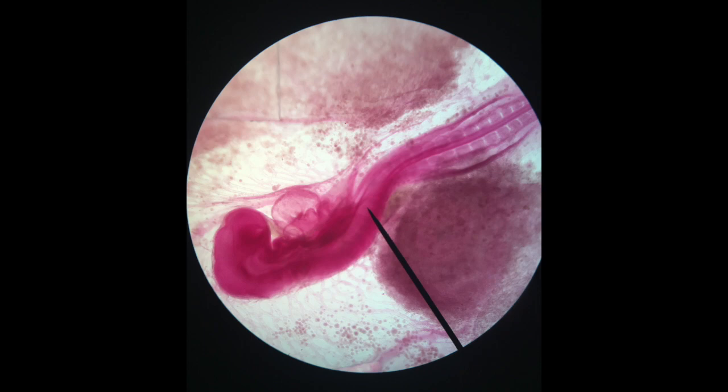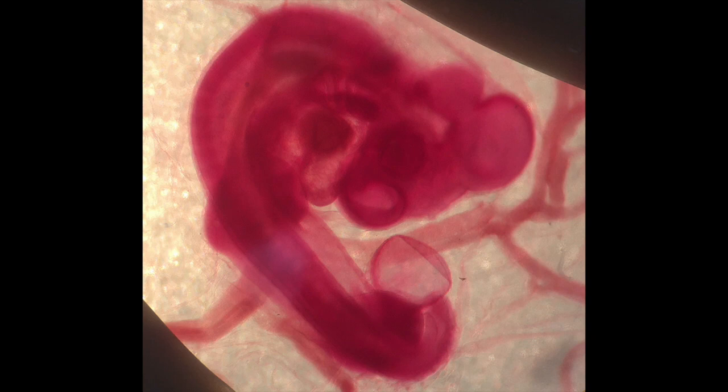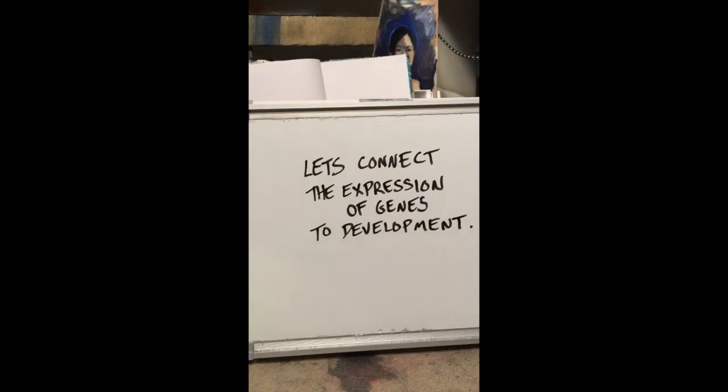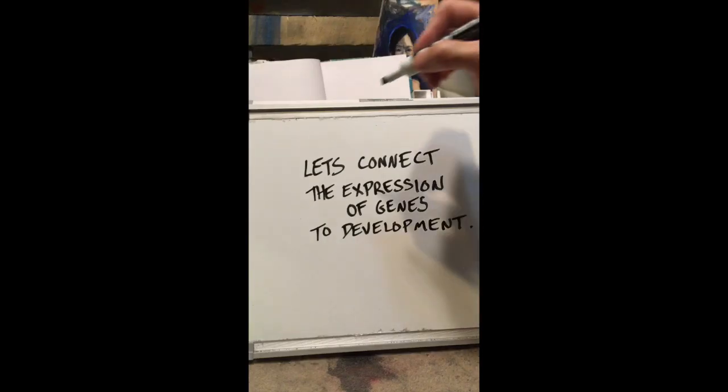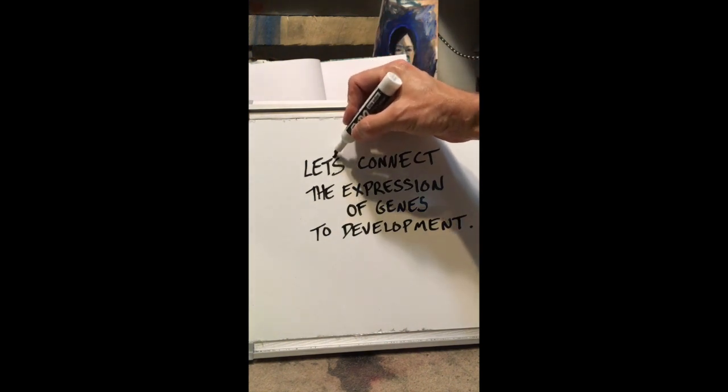So that by the time the embryo gets to this stage here, where we can see its beating heart by candling the egg, a ton of really awesome things have already happened genetically and as far as tissue migration and structure formation is concerned. So now let's connect the expression of genes to development.